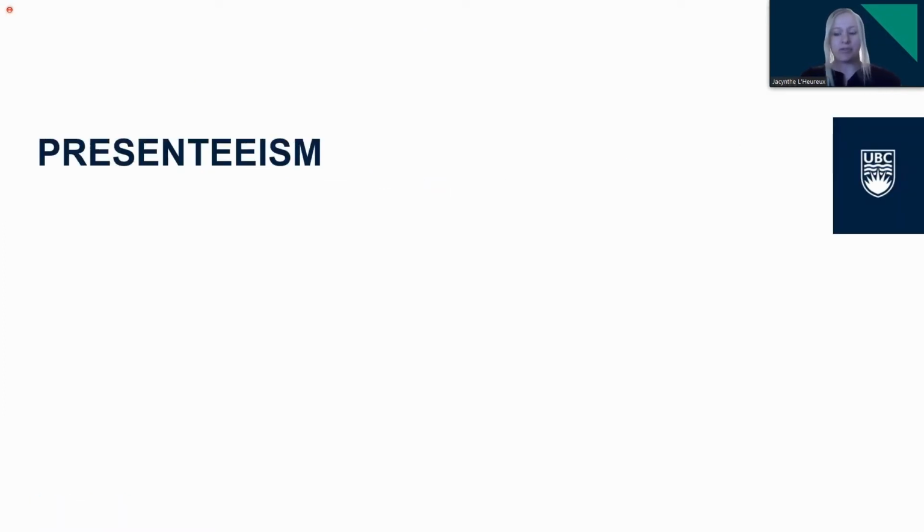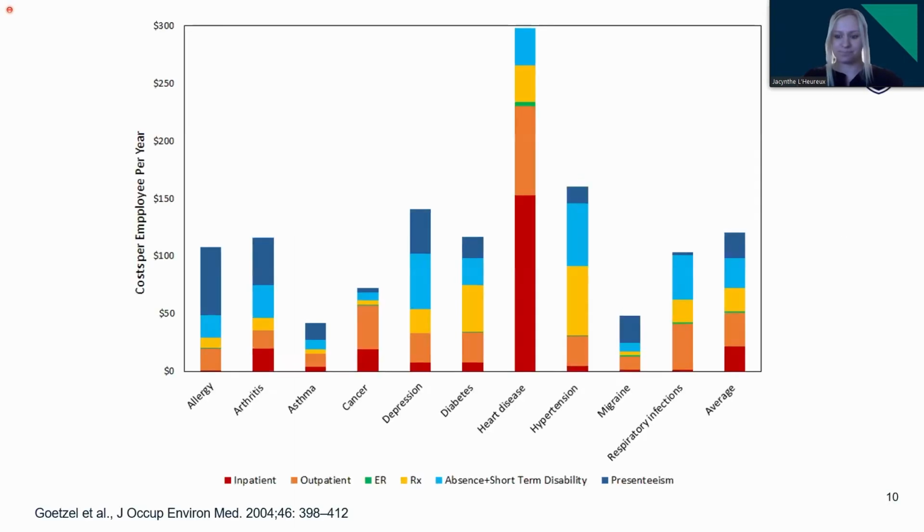Turning to the impact of presenteeism, Goetz et al. is one of the few studies that estimated all direct costs, as well as absenteeism and presenteeism, for different chronic conditions among employees in the United States. It shows that absenteeism accounted for 3 to 29%, while presenteeism accounted for 0 to 55% of the total cost.